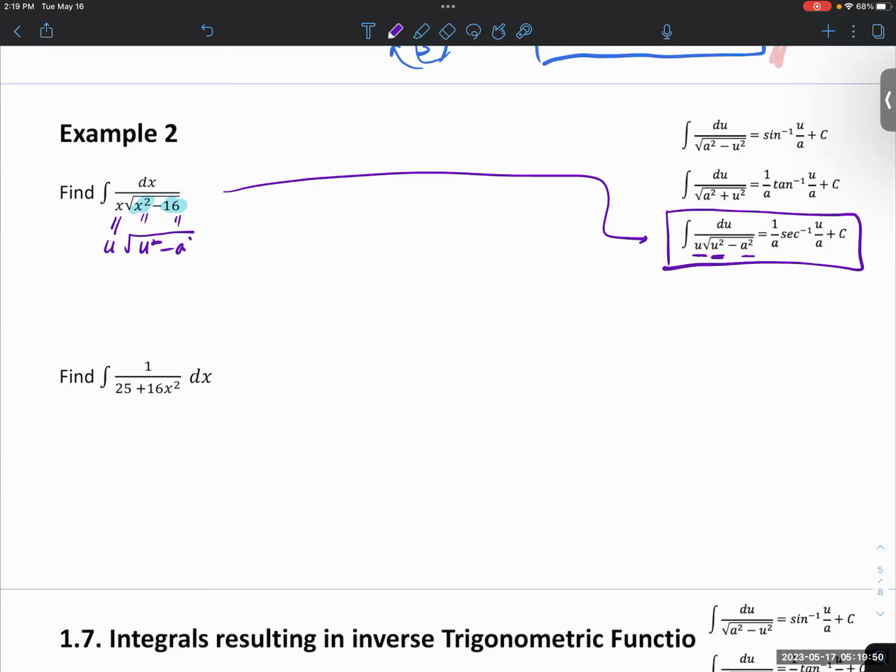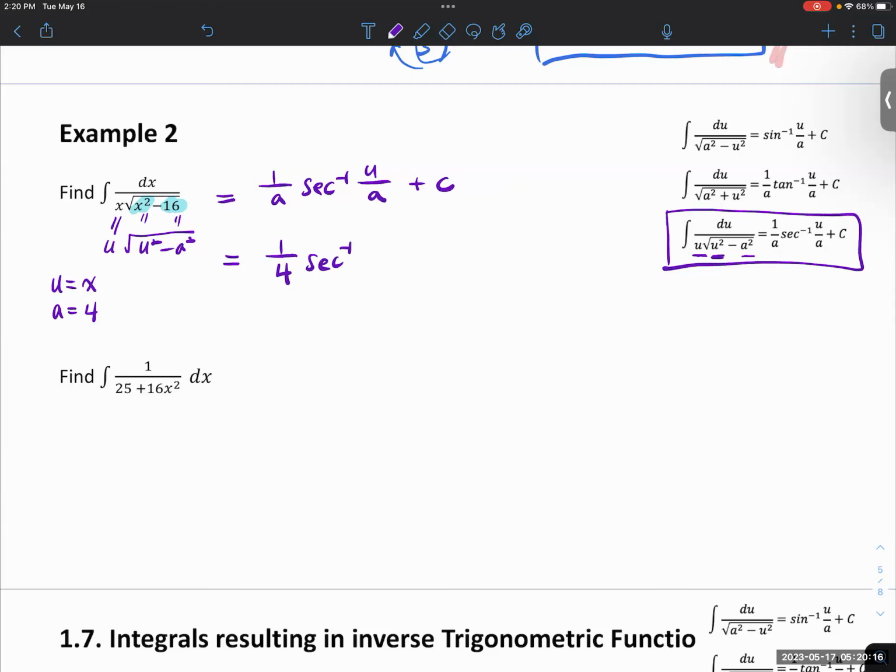This is exactly a squared constant. So what I'm saying is we define u as x, and a should be 4. So the outcome is 1 over a secant inverse of u over a plus c. And then we know every piece of information. a is 4. Secant inverse of x over 4 plus c. That's it. That's the answer.